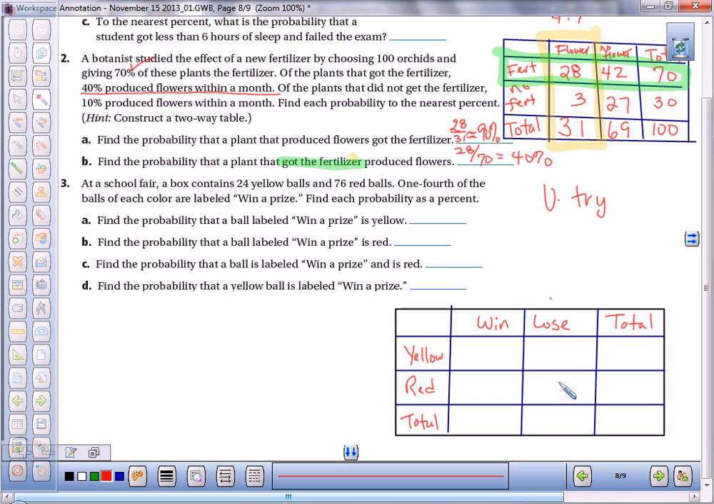It says 1/4 of the balls of each color are labeled win. That means 1/4 of the yellow balls are labeled win. 1/4 of the red balls are labeled win. What's 1/4? Also, 25%.